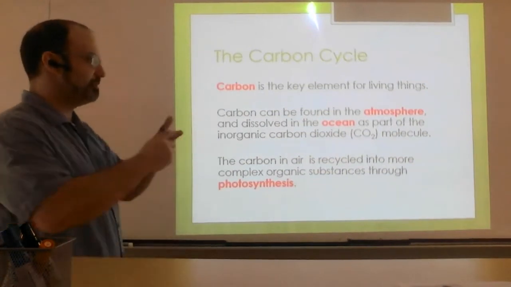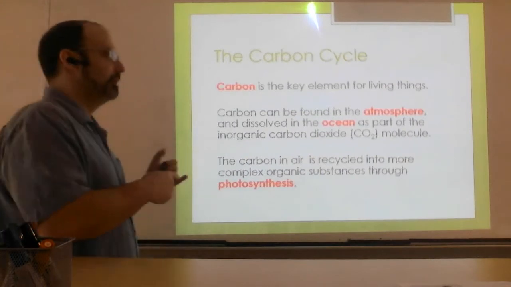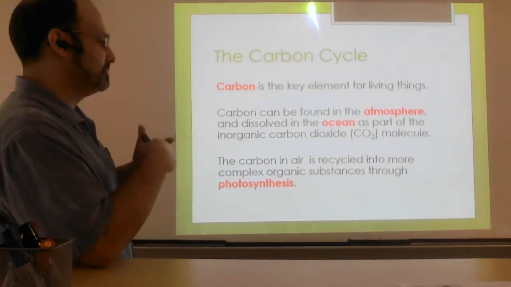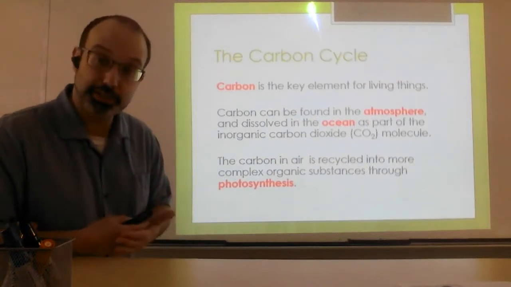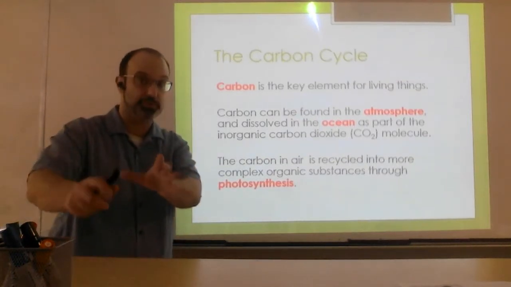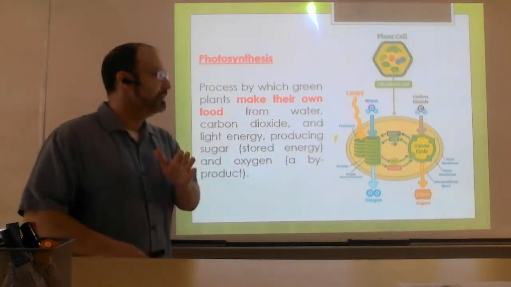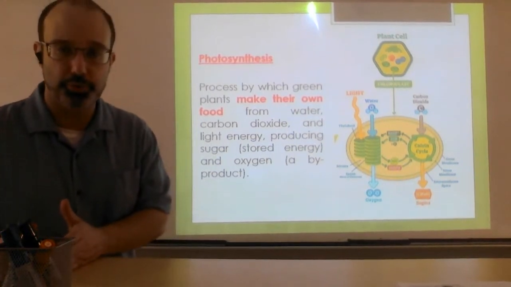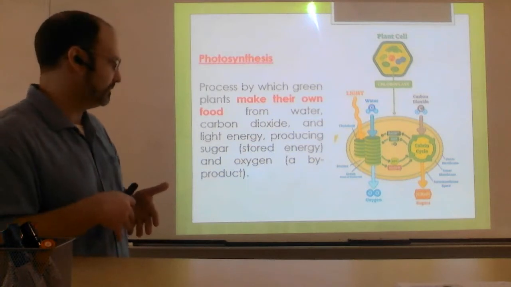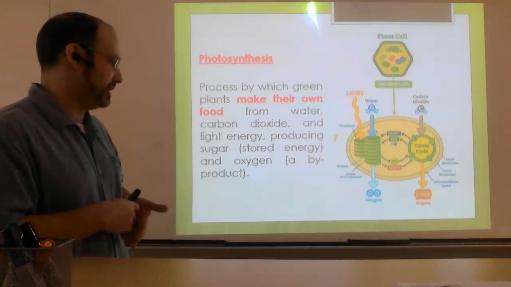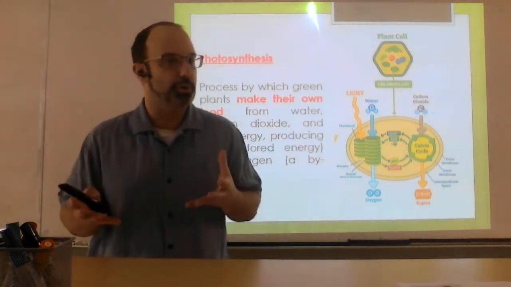Carbon can be found in the atmosphere, dissolved in the oceans as part of inorganic carbon dioxide. The carbon in the air is recycled into more complex organic substances through the process of photosynthesis. Now, you know how photosynthesis works. You've done this before, but just a little bit of a reminder here. Photosynthesis is the process in which a plant makes its own food from water, carbon dioxide, and light from the sun. It uses this to produce energy, and that energy is stored in the form of sugars or oils or starches.